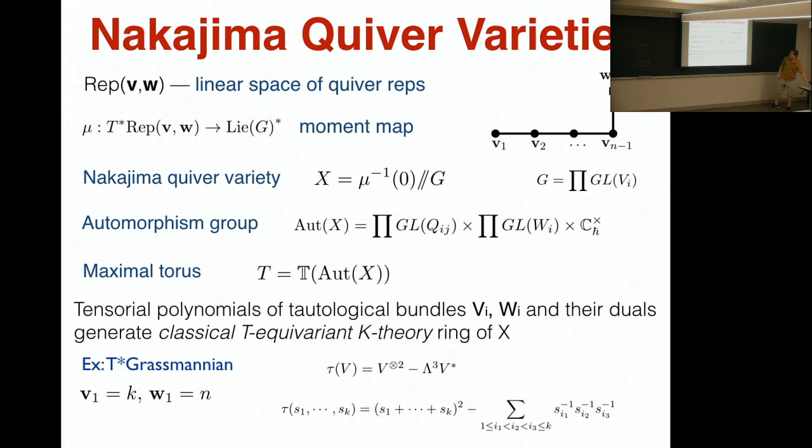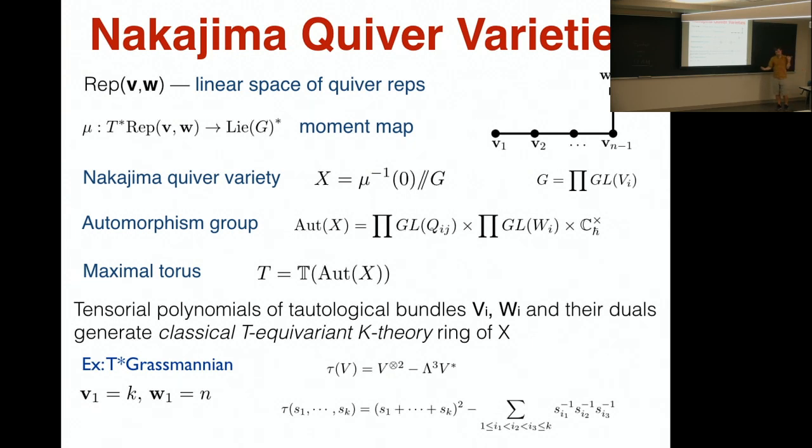So here's what we're going to do. So there's a classical K-theory of the quiver variety X, formed by tensorial polynomials of tautological bundles and their duals. Okay, so it's a ring.